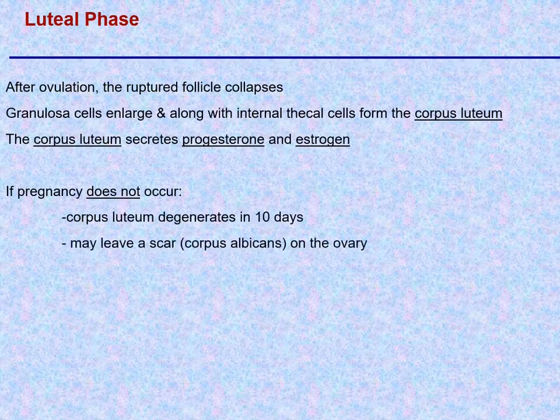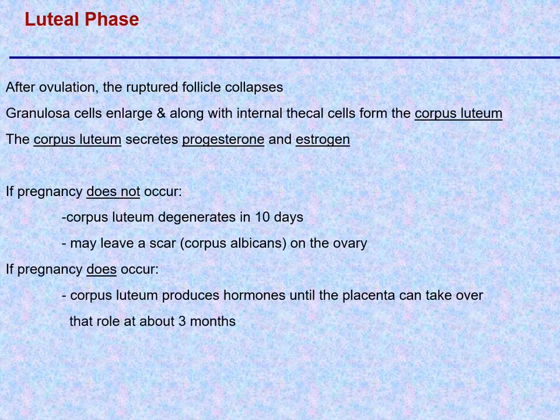Okay, so with rupture, from day 14 to day 28, the ruptured follicle collapses, all that fluid was released, the granulosa cells enlarge, and they form the corpus luteum. And it is the corpus luteum that is secreting the key hormones involved from this stage forward, progesterone and estrogen.